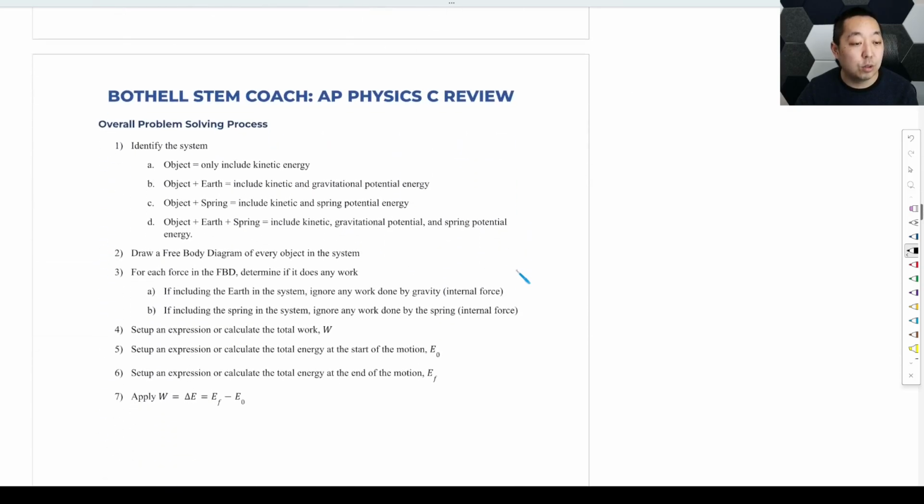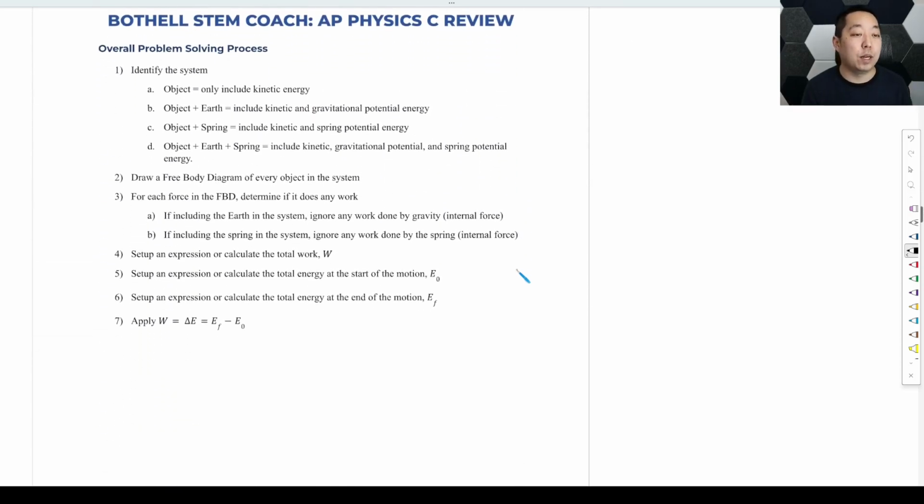So let's go through the overall problem solving process, right? We want to identify the system. Are we including the object? Are we including the Earth? Is there a spring? Identifying the system identifies what forms of energy to include in our calculation for energy. If we just have an object, we just have kinetic energy. If we include the Earth, we include gravitational potential, and if we include the spring, we include spring potential energy. If you have all three, you're going to include all three forms of energy.